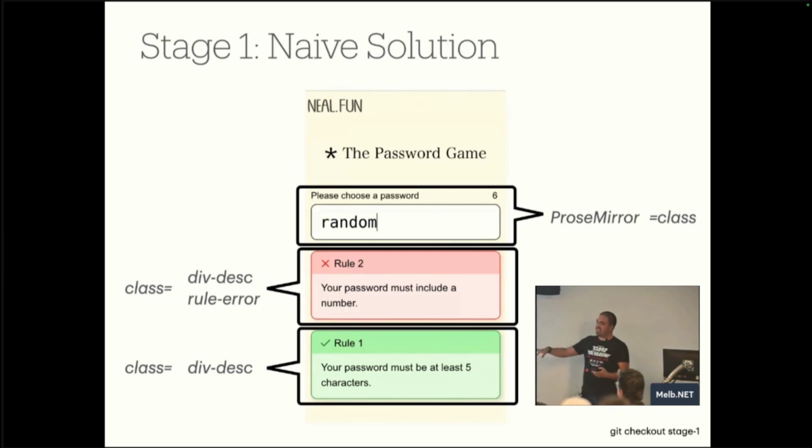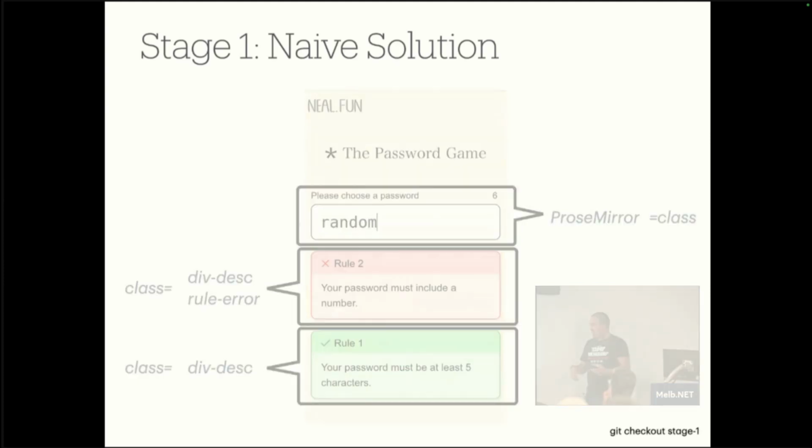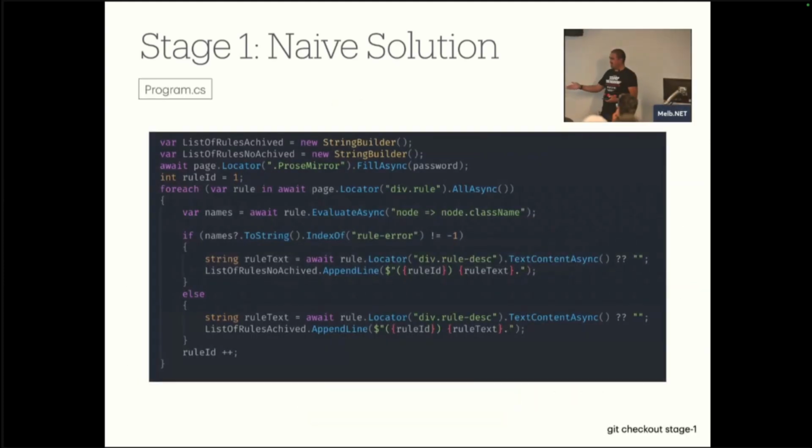So basically, I use the CSS class process mirror to insert the password, and I use the div description and error rule to find whether a rule has been achieved or not achieved. To do that, I create a for loop through the divs, and I just grab whether the rule is not being achieved or is being achieved, and I append it, and that's it. And also I insert the password at the beginning to be able to generate the rules, whether the password achieved it or not.